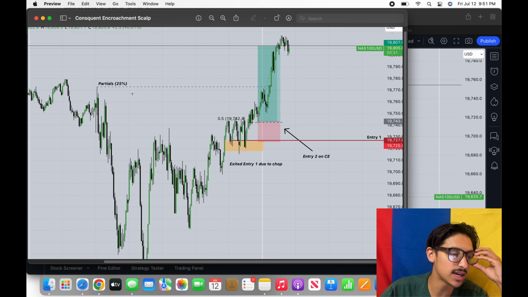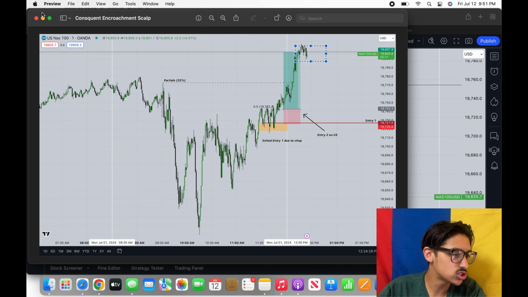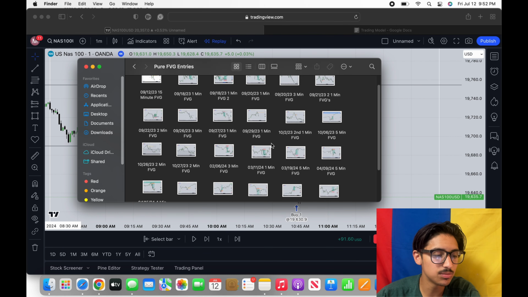I popped the dollar lot size. So I took off 25% right here, and then took off the remaining 75%, the full position, at this resting liquidity there. Amazing trade, consequent encroachment. Then we just got some pure FVG entries.